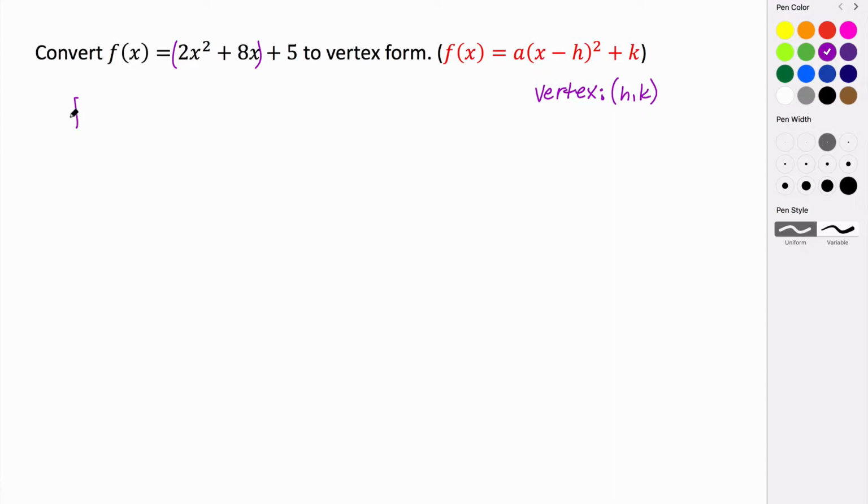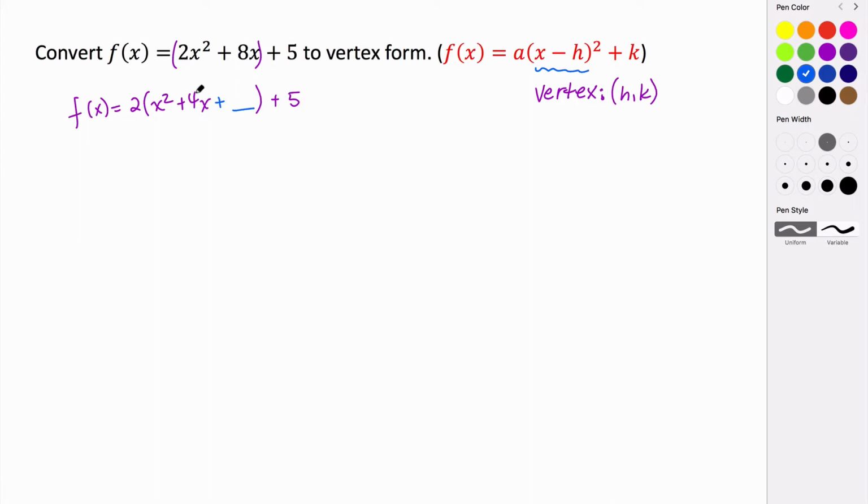So our function is going to look like this: f of x equals 2 times the quantity x squared plus 4x, and then leave ourselves some space, and then we still have this plus 5 here. In order to complete the square, we know we want this to be a perfect square trinomial, so we're going to be adding some value here, and then when we factor it, it can factor into some quantity squared, x minus some quantity squared.